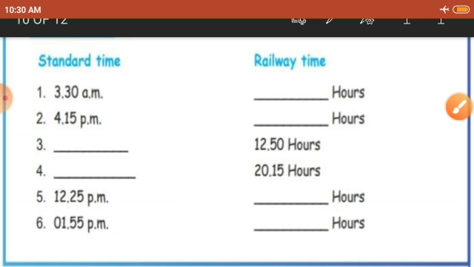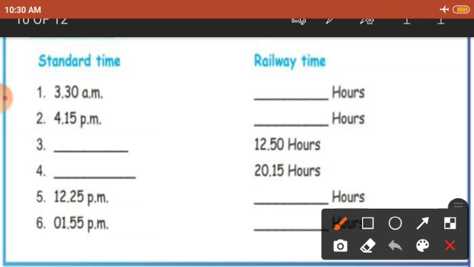Let's see the next one. They gave you the standard time. Here, what's the value they gave to you? 12:25 p.m. So how will we find out the hours? For 12:25 p.m., from 12:01 up to 12:59, whether it is p.m., what will you do? You just write the same value again here. So here you have to write, it is 12:25 hours. That's all.